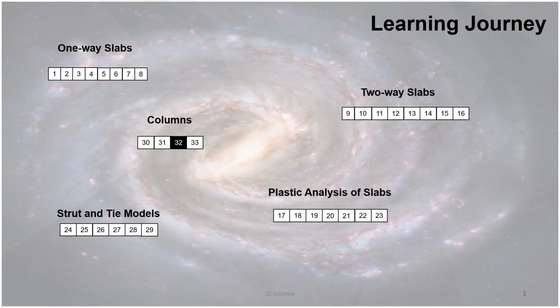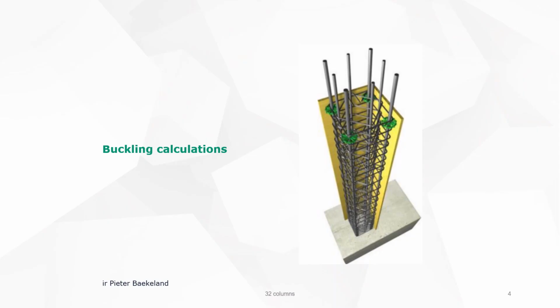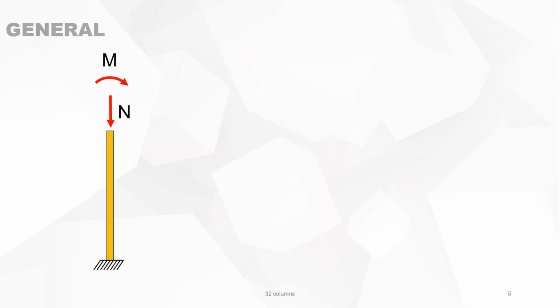This is video 32 in the series on concrete slabs, but this video will deal with columns and it will show you how to deal with buckling calculation. A column is always designed for combined bending M and N. M is the total bending moment, first and second order, and N is the load, vertical load, compression load, or tension load on the column.